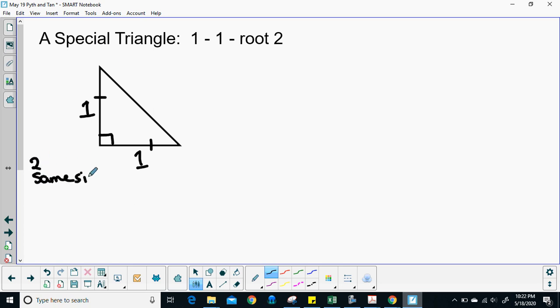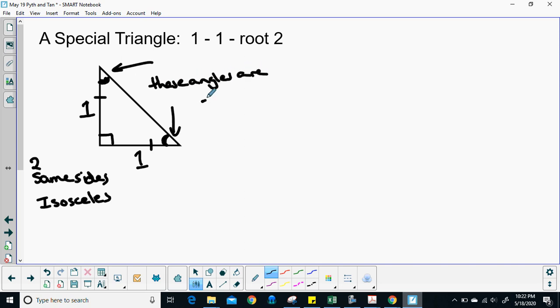So when I've got two same sides, it's an isosceles, which means that this angle and this angle must also be equal. These angles are equal. And it's called a 1, 1, root 2.